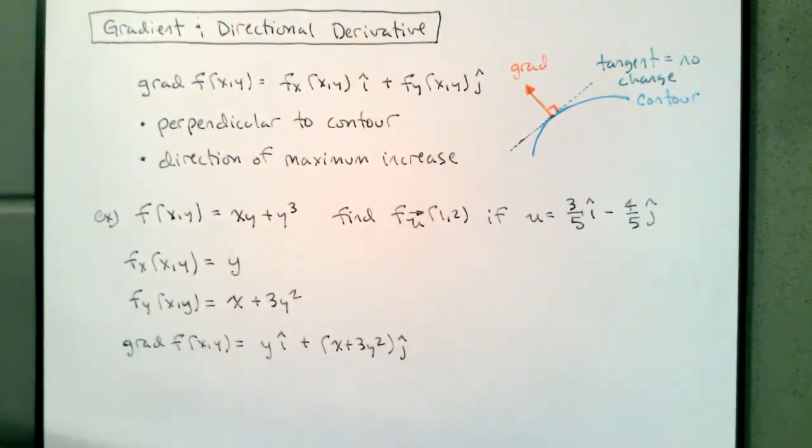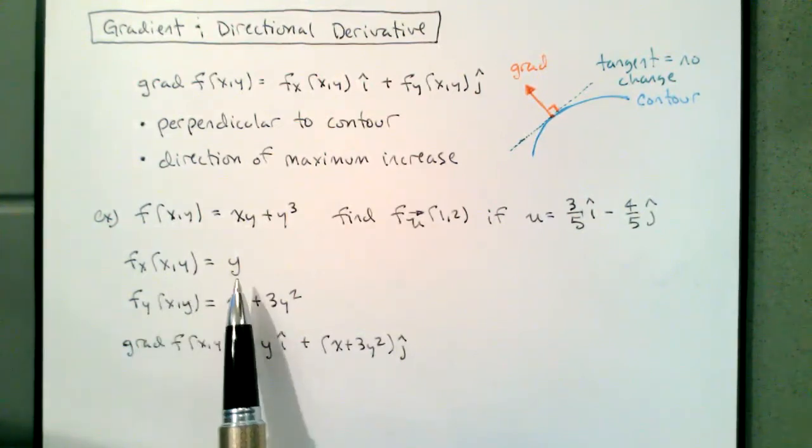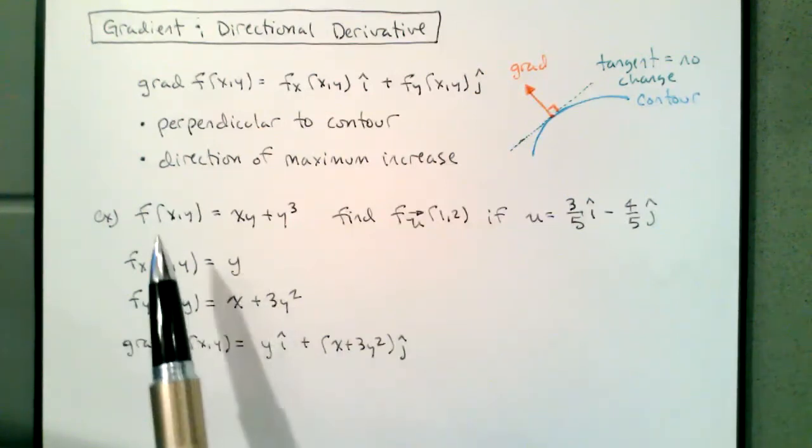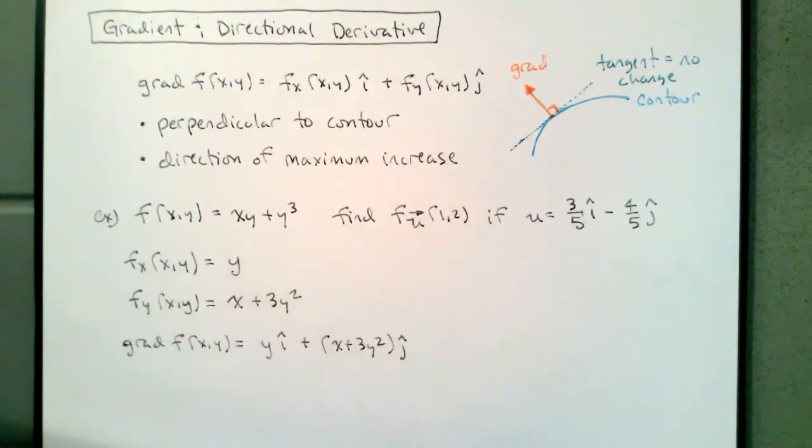An important thing we need to do is make the distinction between the gradient being a vector and the 2 partial derivatives being scalar functions. I put in values x and y, and I come out with a scalar. So fx and fy are scalar functions. F is a scalar function. The gradient is a vector that we're building out of these scalar functions.